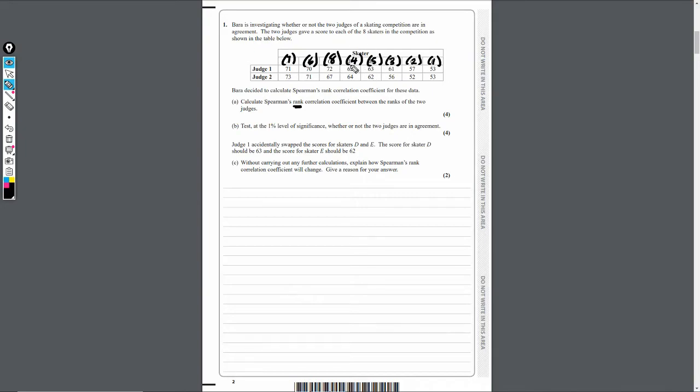Obviously you've got to be very careful that you get these in the right order. If you get this wrong, your Spearman's rank correlation coefficient will probably come out wrong as well, unless you get very fluky. So let's do the same for judge 2 now. My smallest one here is 52, so I'll do the ranks for these underneath. That's a 1. My next one's 53. And then I just do this the same for judge 2. My next one's 56.